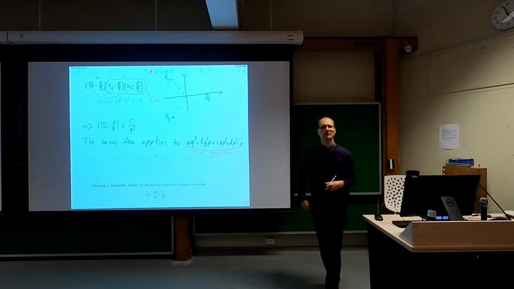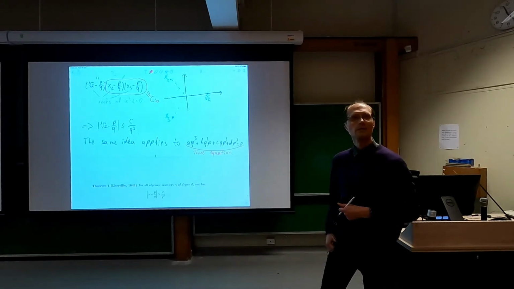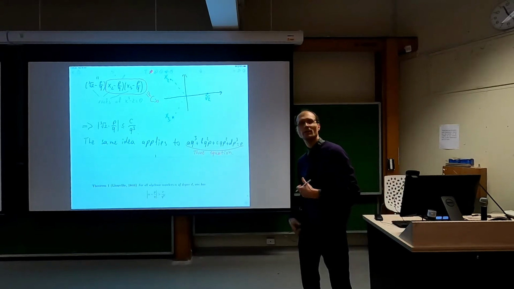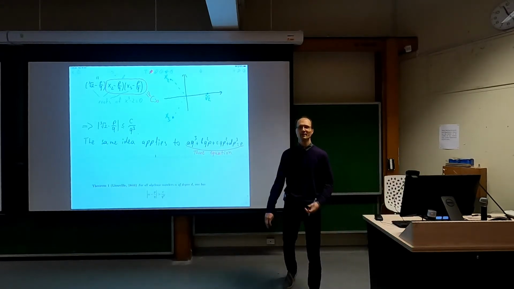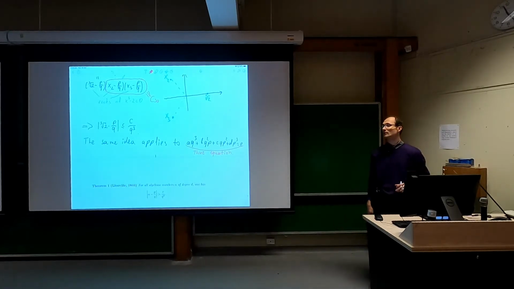Sorry. Do a, b, c, d, e have to be integers? Yes. Yeah. Well, you can make them rational, but then you multiply by a common divisor and make them integer. Yeah. More questions?